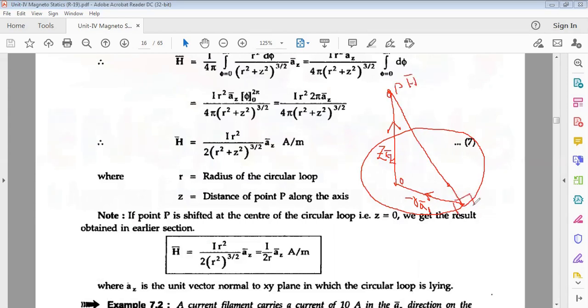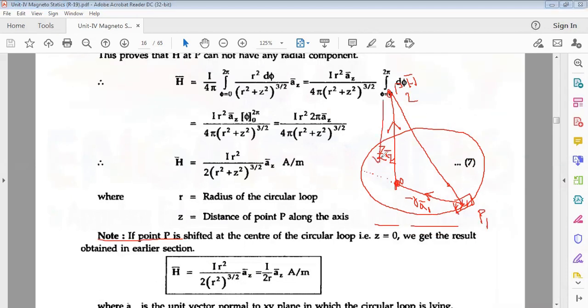A small differential length you can assume on the circular loop. Due to the symmetry, the AR bar component is eliminated. Now the differential length DL bar you can assume at a point, and here Z is equal to 0. Z equal to 0 means the point P is at the origin, so you can keep Z is equal to 0.